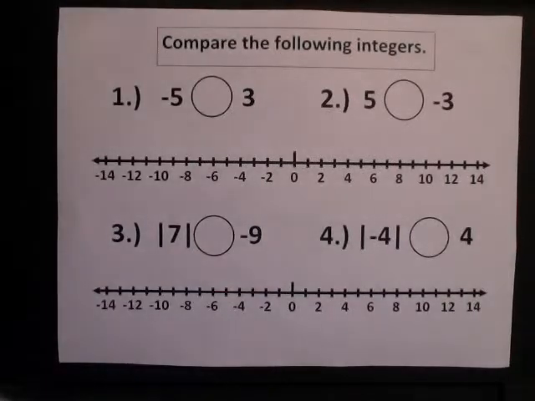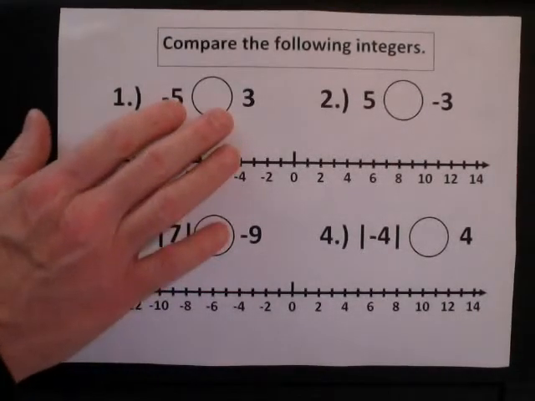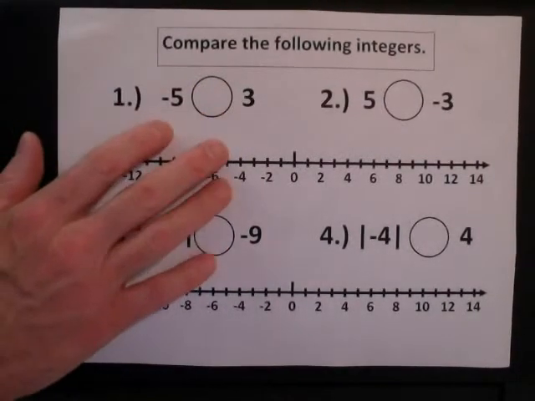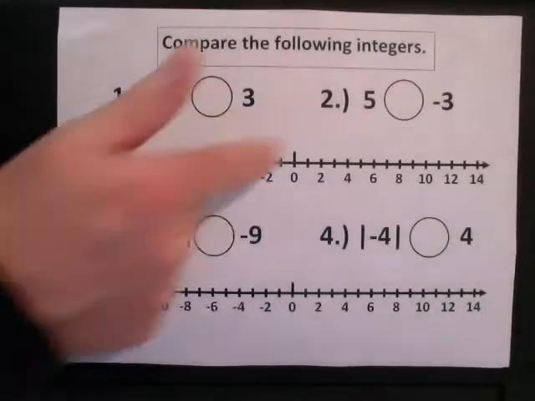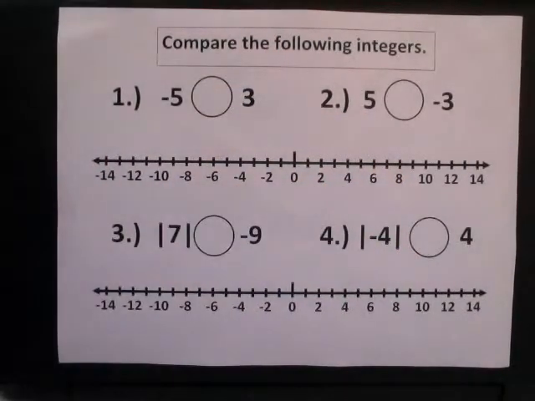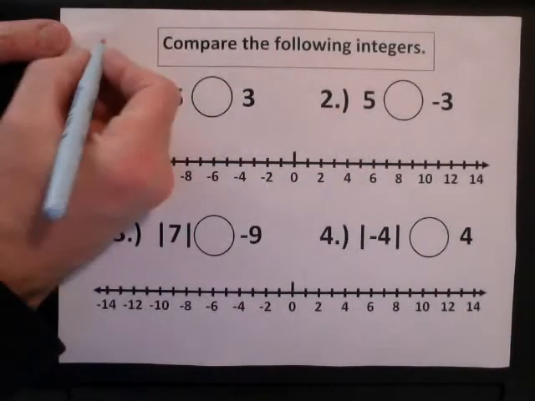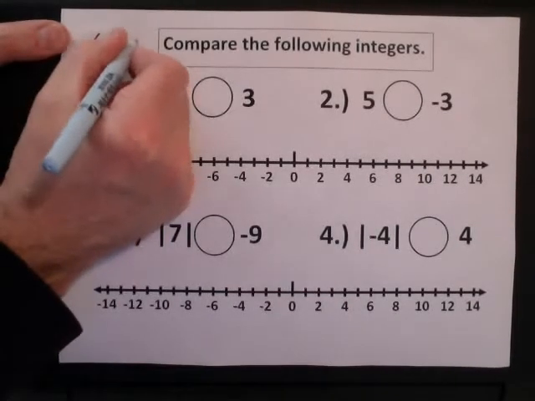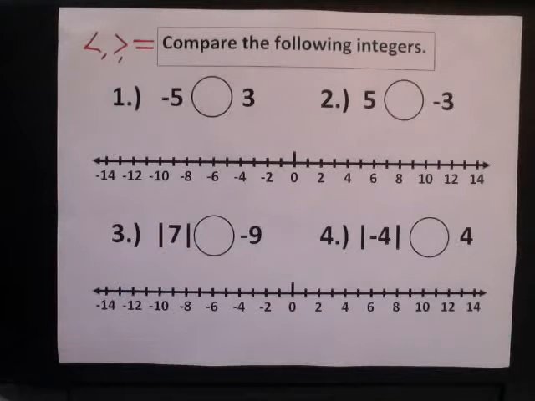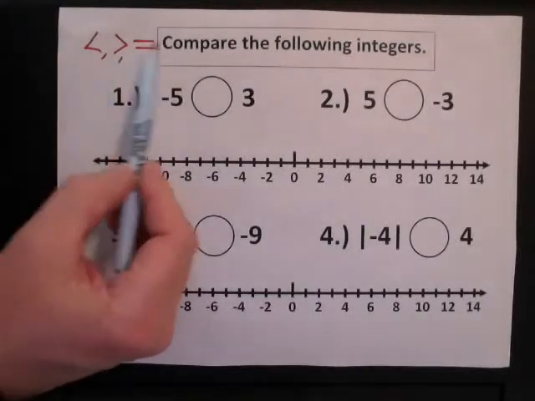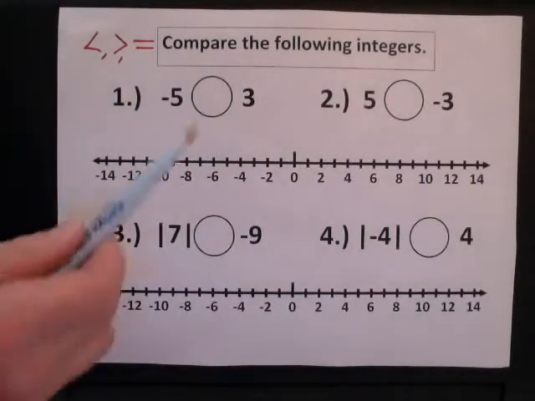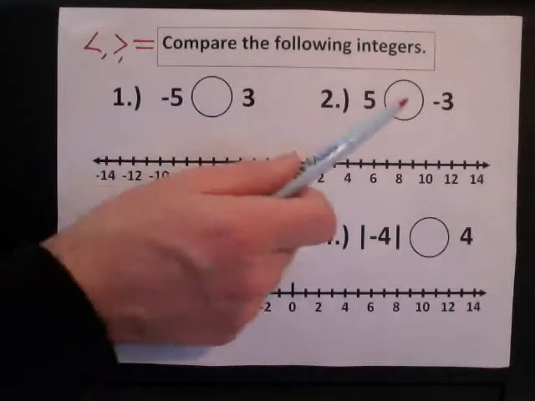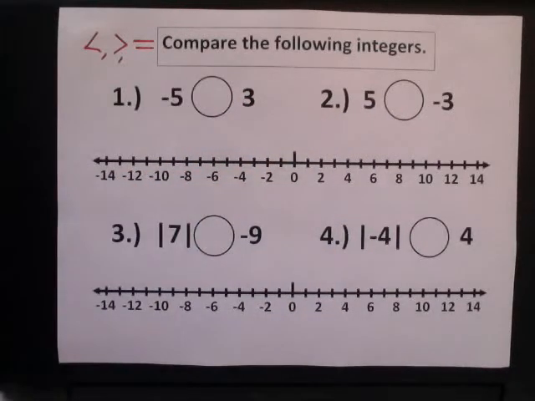All right. Now, if you're not sure how to do this, you can watch the video. If you want to pause the video and try these on your own to start, you can go ahead and do that. You're going to be using the symbols less than, greater than, and don't forget equal to. Those are the symbols you will use to compare the following integers. If you want to stop the video and try them on your own, you can certainly go ahead and do that.